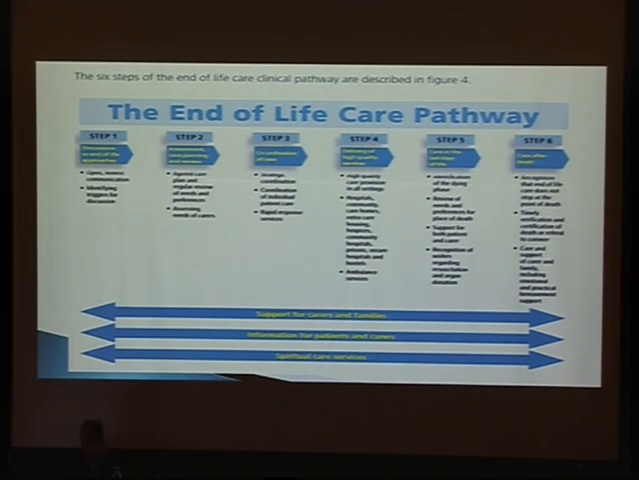Step four, when we come to the last days of life, we should identify the dying phase and review the needs and the preferences for the place of death. I have to investigate it, and recognize wishes regarding resuscitation and organ donation.